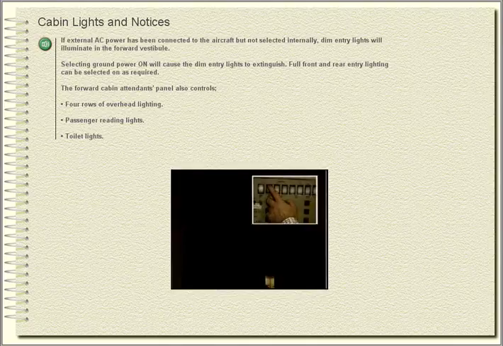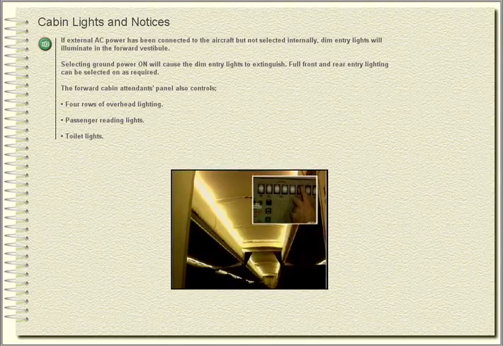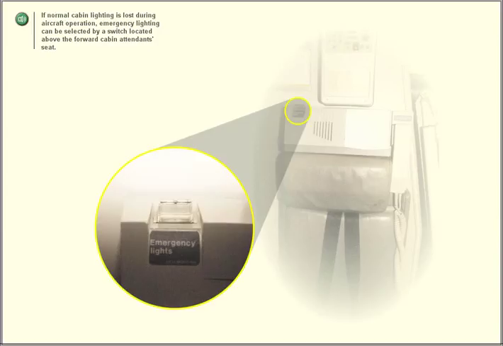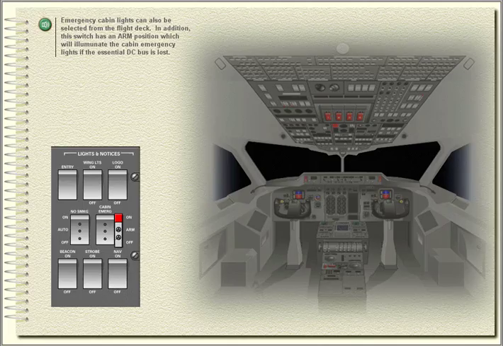The forward cabin attendants panel also controls 4 rows of overhead lighting, passenger reading lights, toilet lights. If normal cabin lighting is lost during aircraft operation, emergency lighting can be selected by a switch located above the forward cabin attendant's seat. Emergency cabin lights can also be selected from the flight deck. In addition, this switch has an arm position which will illuminate the cabin emergency lights if the essential DC bus is lost.